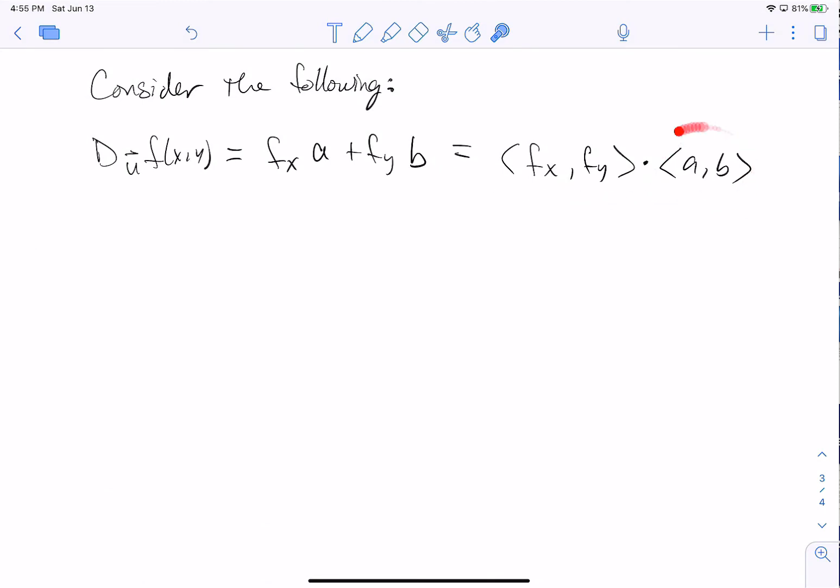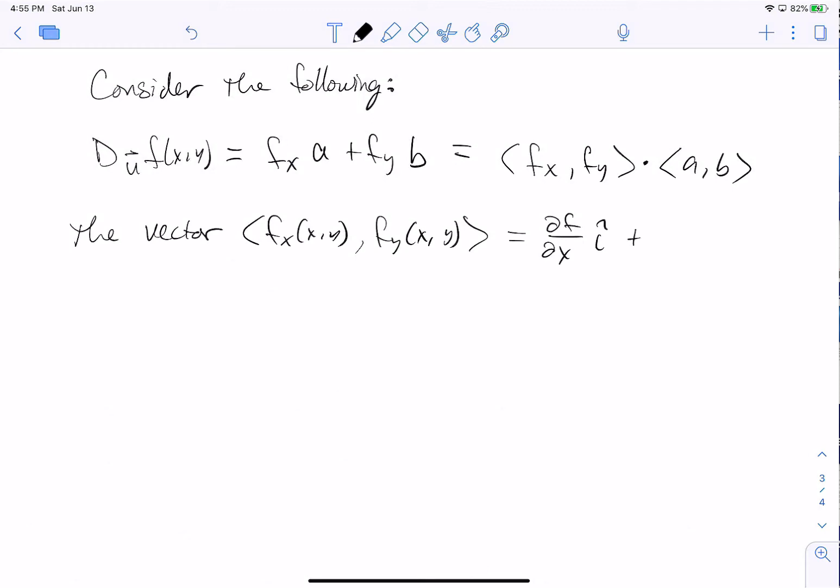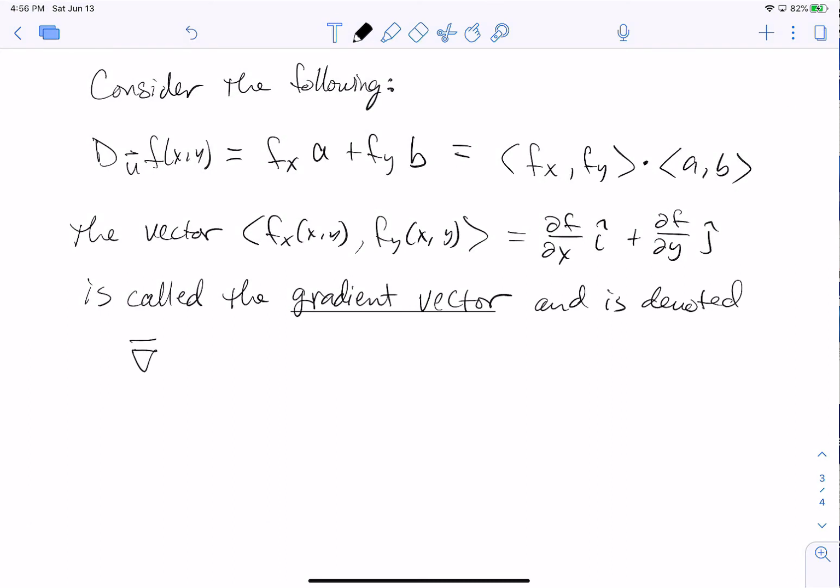We already knew (a, b) was a unit vector. Now we have this vector (fx, fy). It turns out that the vector (fx at (x, y), fy at (x, y)), which can also be written as the partial of f with respect to x times i plus the partial of f with respect to y times j, is an actual thing. It's an actual vector. It's called the gradient vector, and it's denoted with an upside down triangle with a vector arrow on top. I am not making this up.